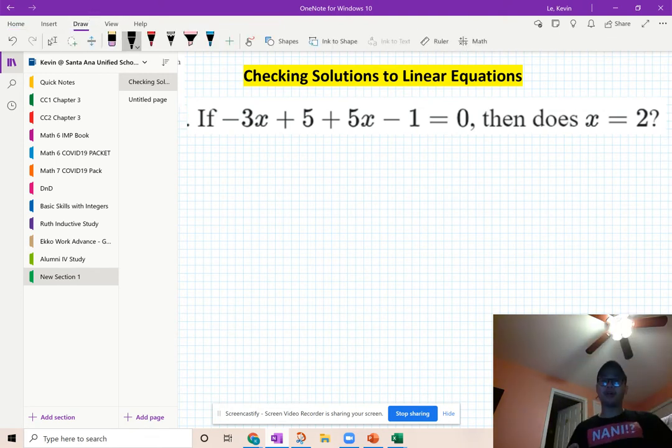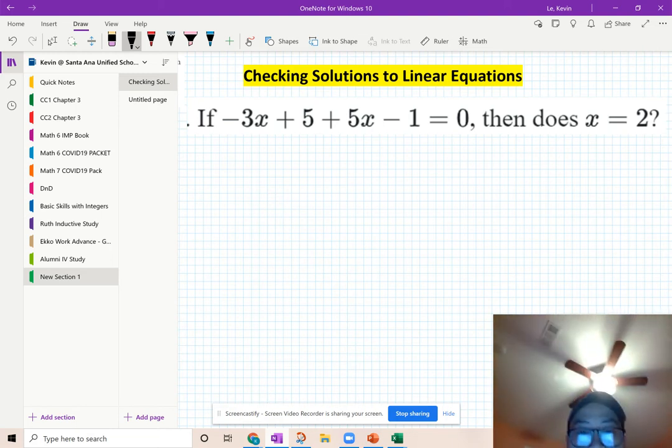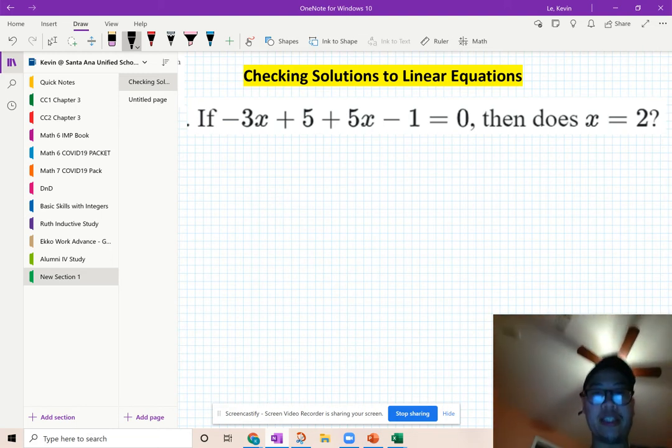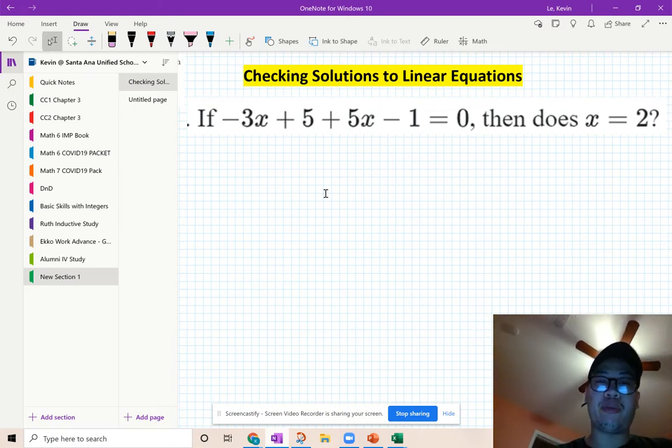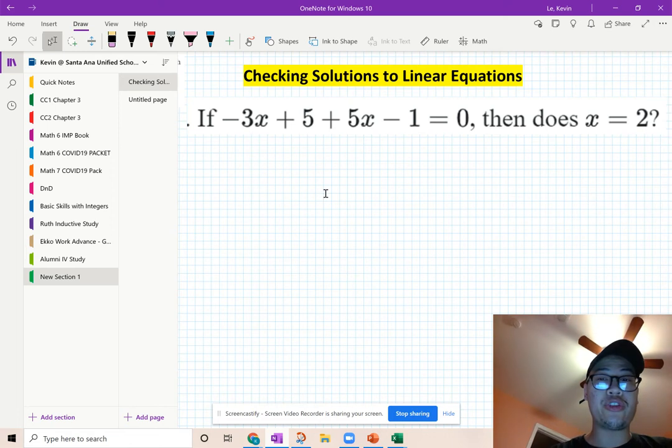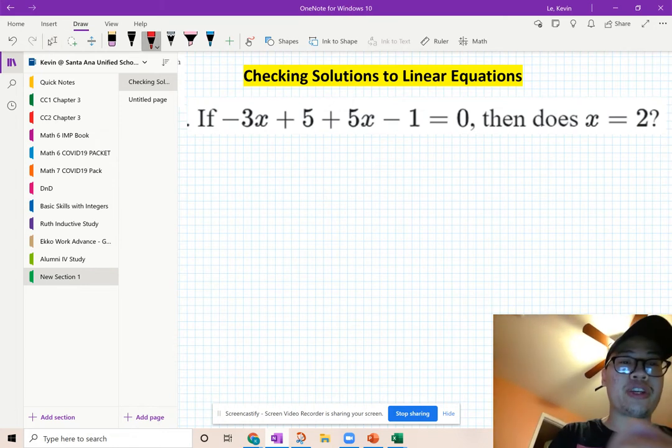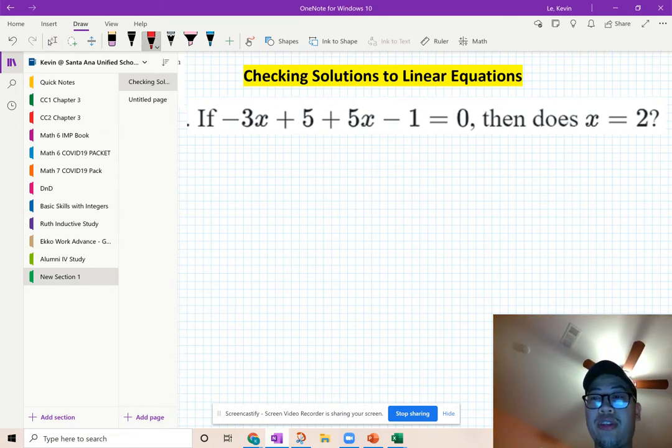A very common question I always get during math class is, Mr. Lay, did I do this work correctly? To show whether or not you did this work correctly, you can always plug the value of your problem into the equation to see if it checks out as true or false. There are three types of solutions.